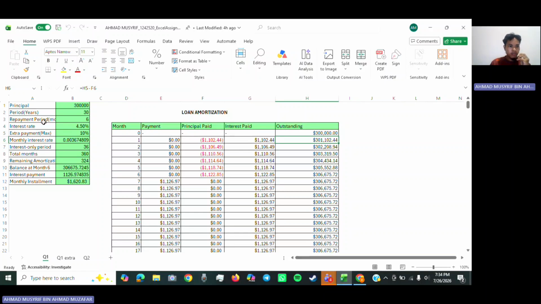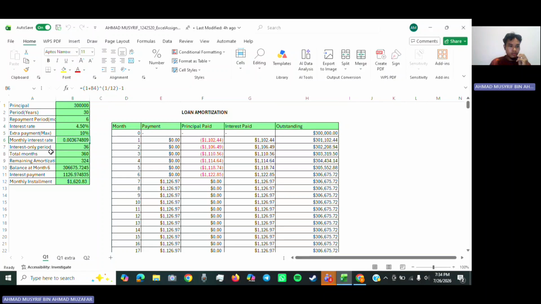The information we have here is: principal of 300,000, period of 30 years, repayment period of 6 months, interest rate of 4.5%. For the first step, we need to find the monthly interest rate, which is J. We calculate using the J formula, which is (1 plus i) to the power of 1 over 12, minus 1. 1 over 12 because it is monthly interest rate.